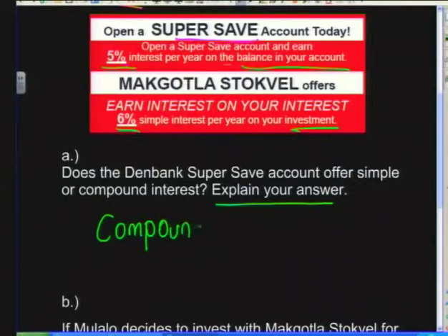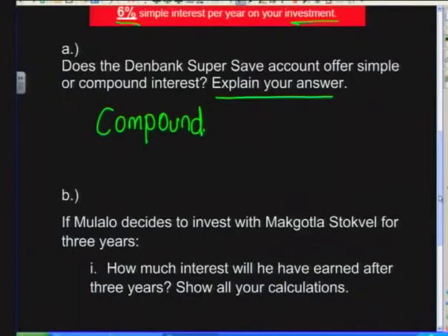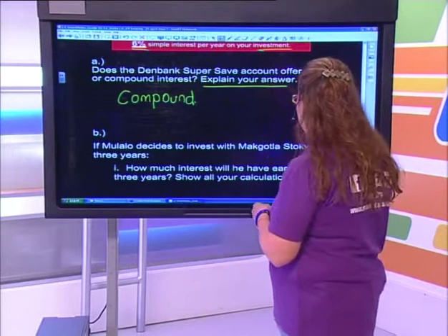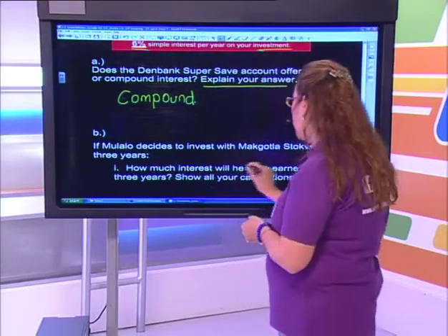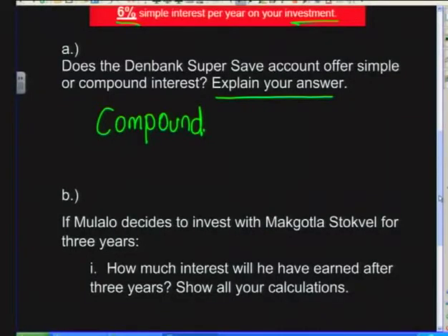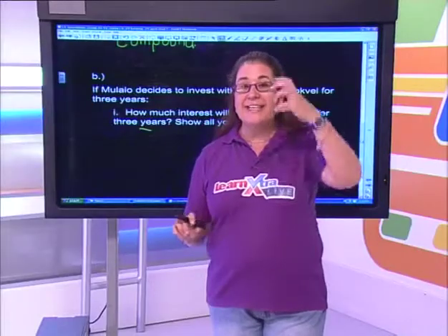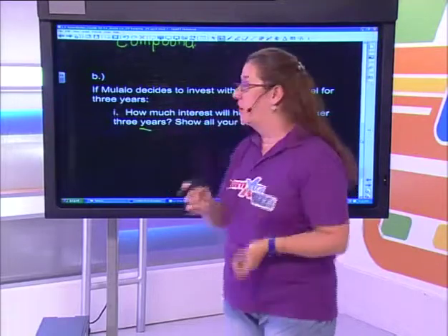So, this is compound interest. If Mulalo decides to invest with Makotla Stockwell for 3 years, how much interest will he have earned after 3 years? Show all your calculations. Now remember, grade 10s and 11s, I need you just to do it in like three steps.